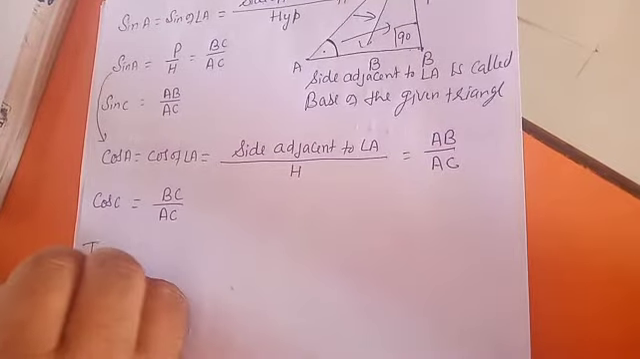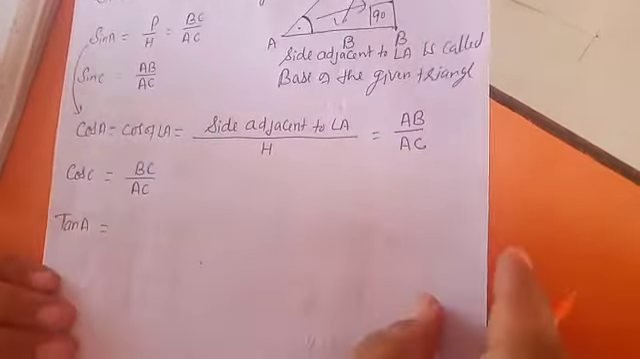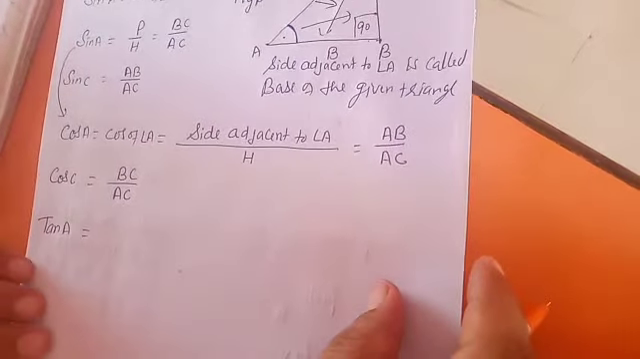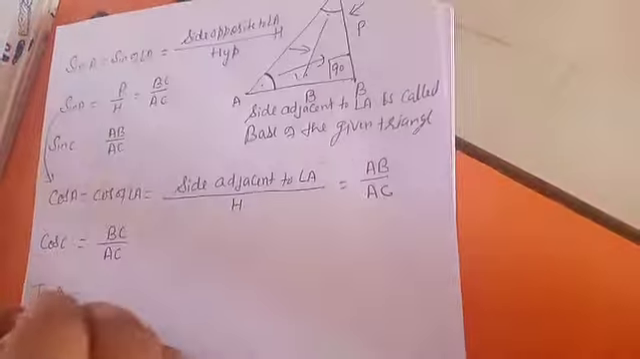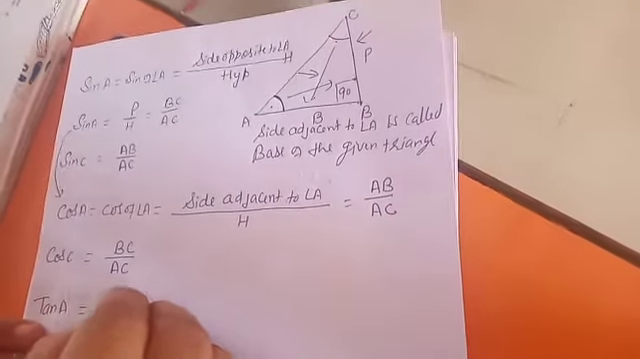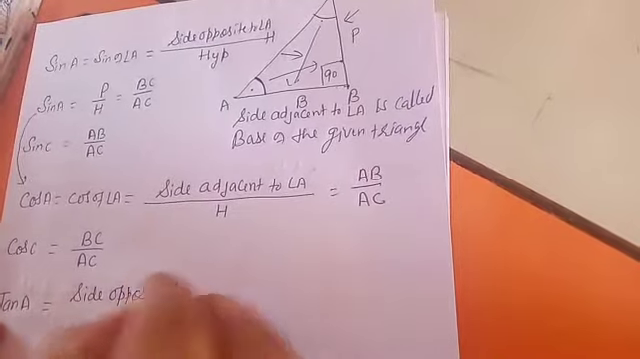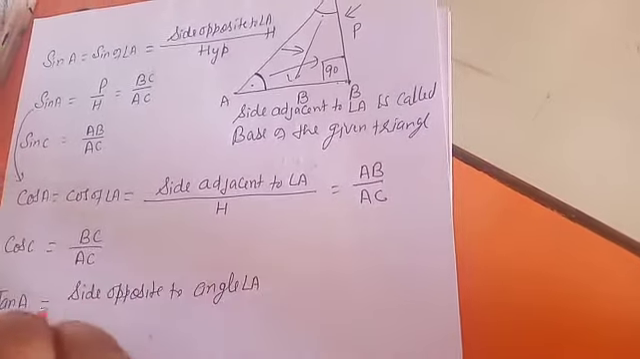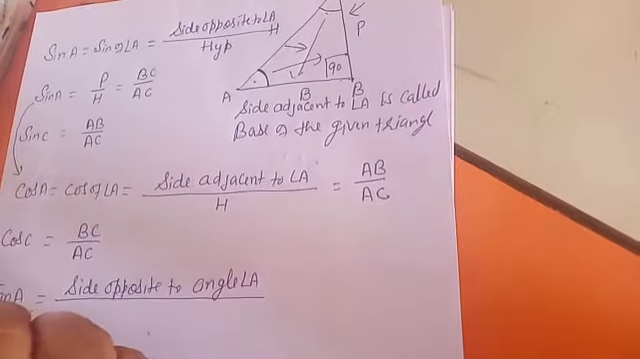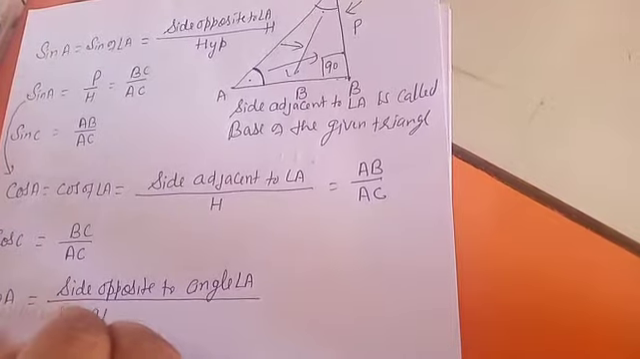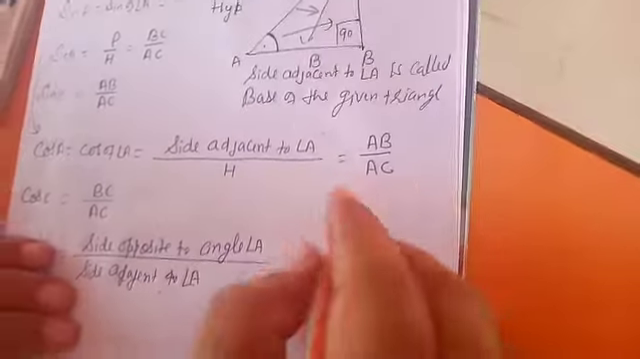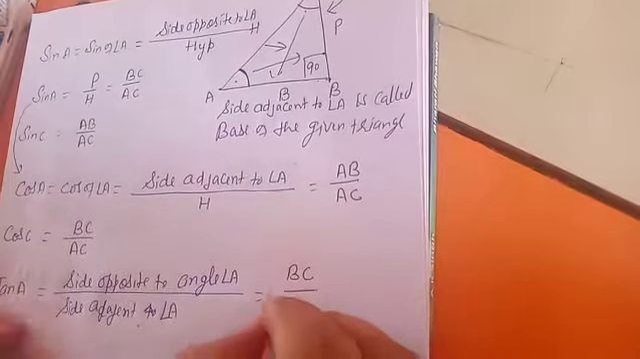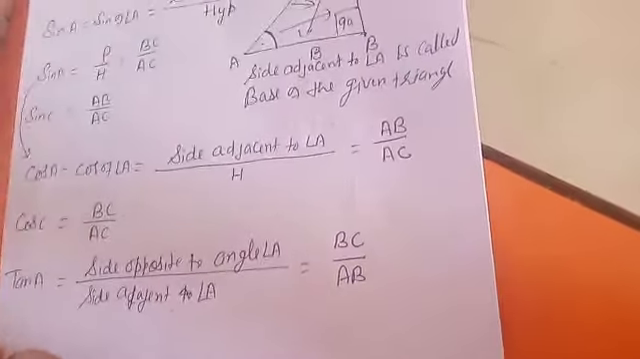Then find tangent of A. Tangent of A means side opposite to angle A, which is BC, divided by the side adjacent to angle A. What is this? BC by AB.